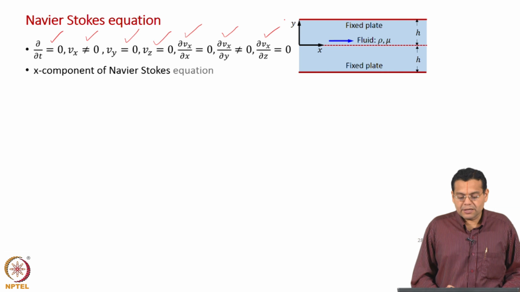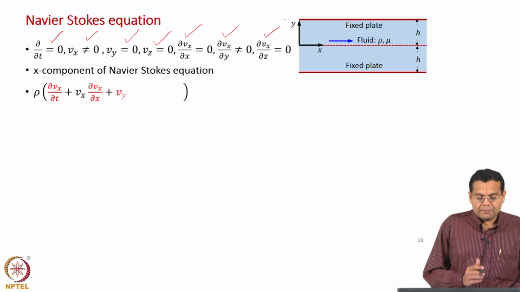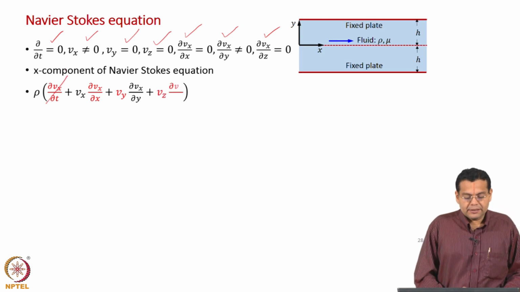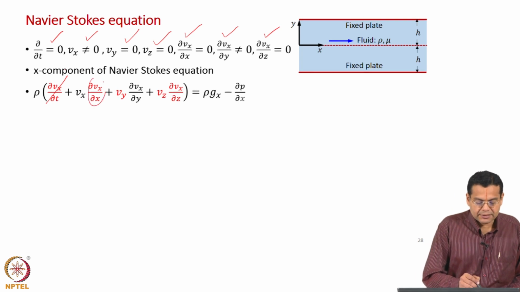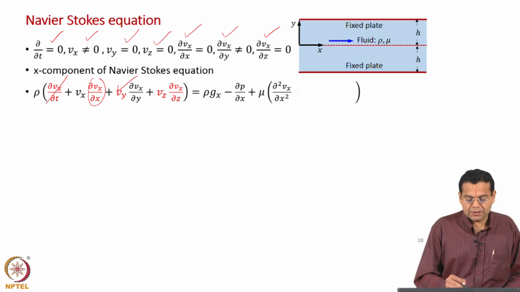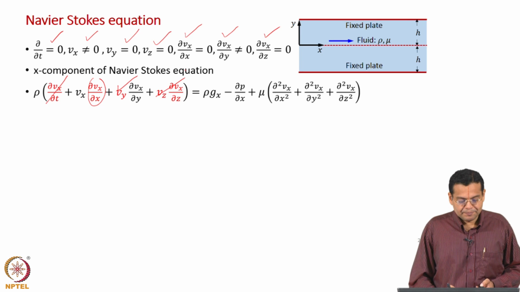Let us write the x component of the Navier-Stokes equation. On the left hand side, because it is steady state, dou V x by dou t is equal to 0, and because V x does not vary with x, this term is 0, V y is 0, so this term is 0, V z is 0, so this term is 0. So, the entire left hand side vanishes. Let us come to the right hand side shortly.